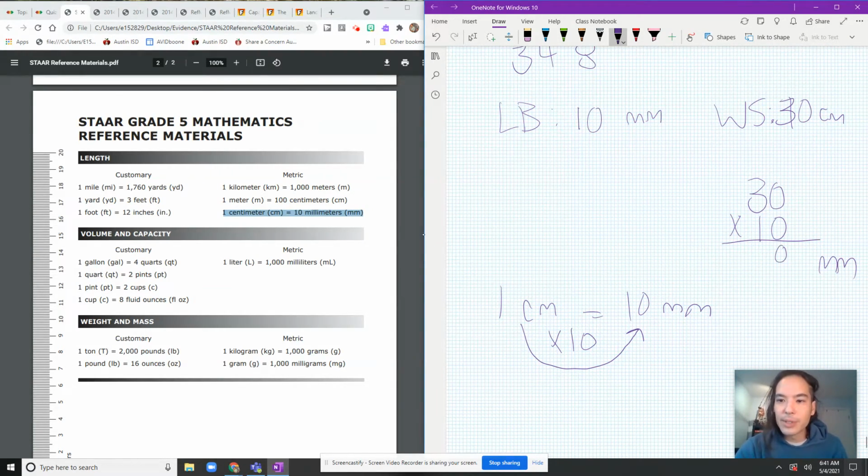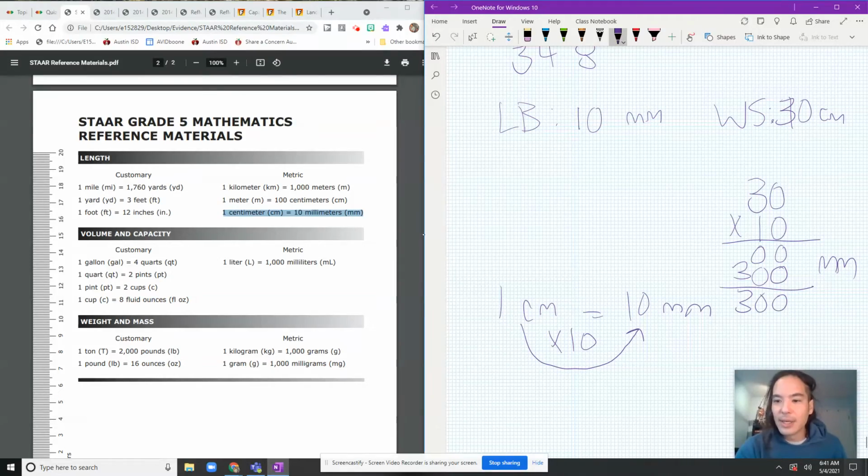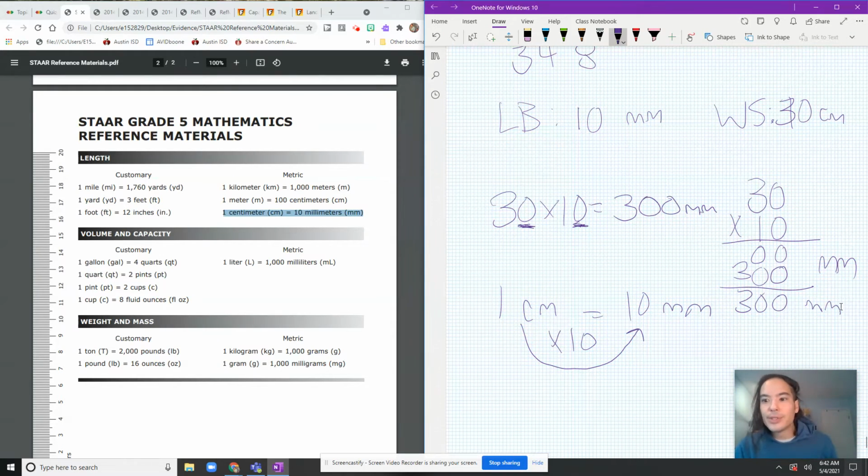So 0 times 0 is 0, 0 times 3 is 0, so second line, 1's place 0. Lots of zeros. All right, 1 times 0 is 0, 1 times 3 is 3, and we'll just add that together. 300 millimeters. All right, if you wanted to use the zeros trick, remember you can also do it like that. It's kind of a little bit easier. So cover up the 0 on 30 and cover up the 0 on 10. That means 3 times 1 is 3. How many zeros do we cover up? 2. So there we go. Add the 2 zeros back on the end. So there's 2 ways to do it.